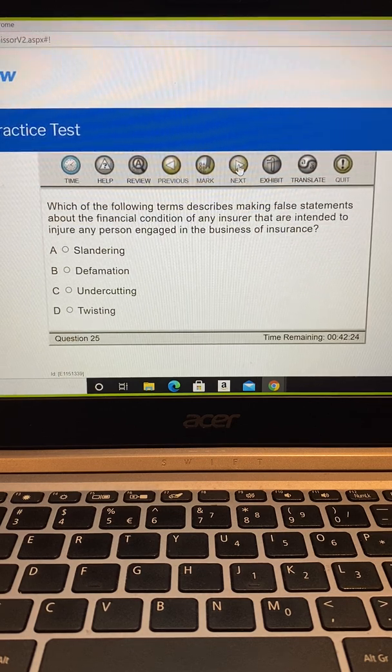Who's good? I'll read it. Which of the following terms describes making false statements about the financial condition of an insurer? Twisting. No, we just talked about twisting. It was earlier. Twisting was lying to get somebody to replace their policy. Oh, okay, that's right. Let me keep going. False statements intended to injure any person engaged in business or insurance. So, defamation. Yep.